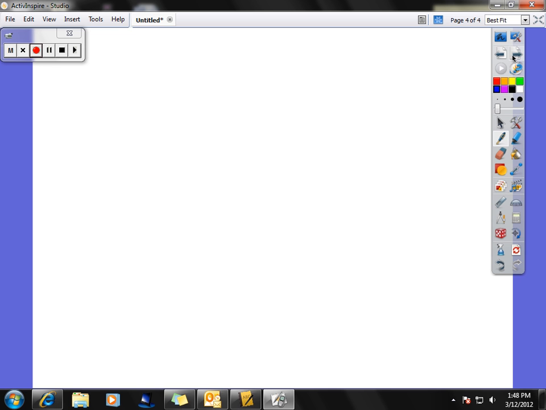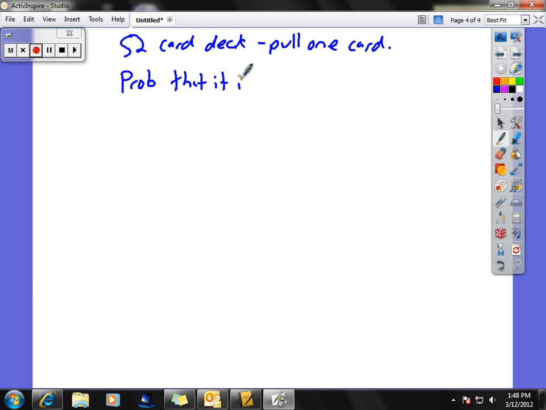Let's say you have a 52 card deck, and we're going to pull one card. What's the probability that it is a heart or a 7? A heart or a 7.